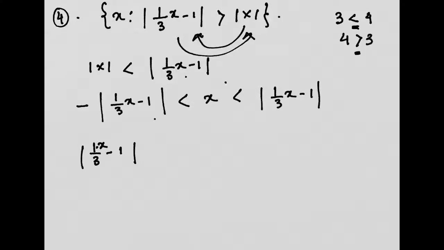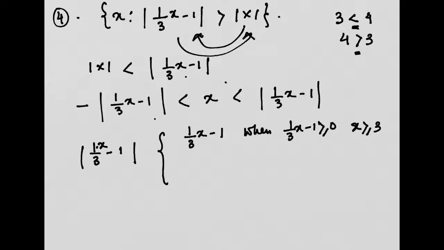So this thing has again two cases. It is 1/3 x minus 1 when this value is greater than or equal to 0. It means taking minus 1 to the right-hand side and cross multiplying by 3, we have x greater than or equal to 3. And again it is minus of 1/3 x minus 1 when 1/3 x minus 1 is less than 0, or x less than 3.